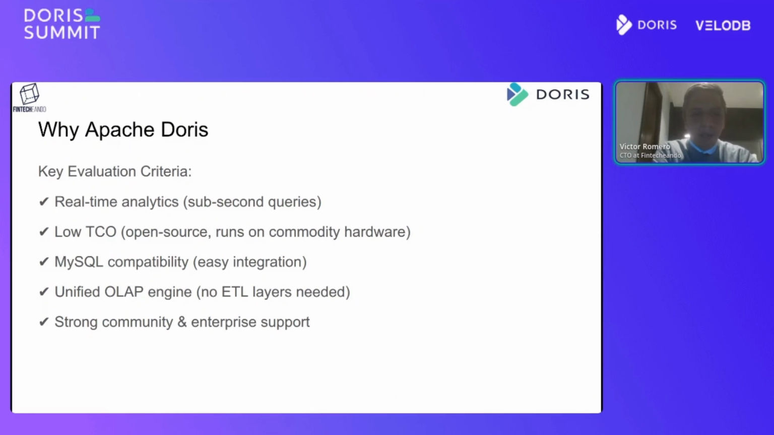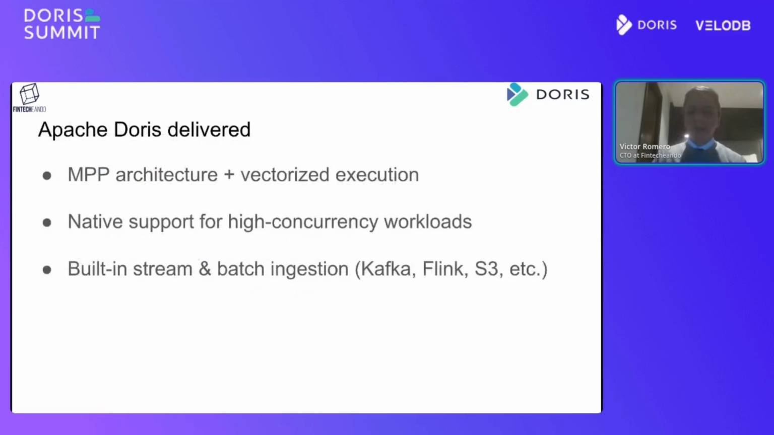And also we selected Apache Doris because we noticed that it has a strong community and enterprise support. All of this is available in the Apache Doris resources, either on the public web page, on the Slack channels, and on the social networks. Then we also found features that Apache Doris delivered that were very critical for us. For example, MPP architecture plus vectorized execution, because we have data ingestion and data consumption happening concurrently, and we were looking for a solution that can help us achieve this challenge.